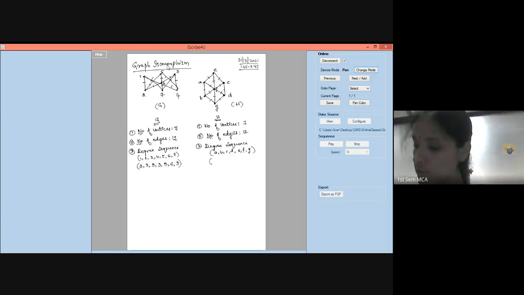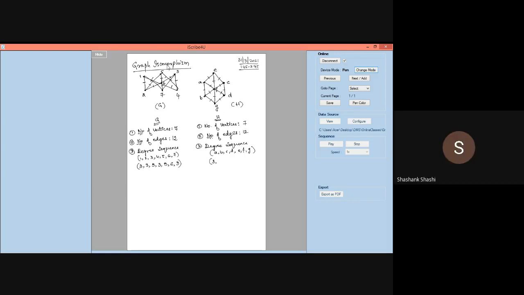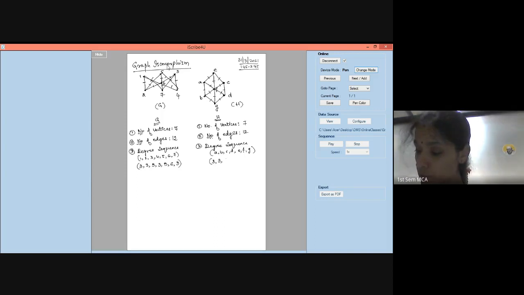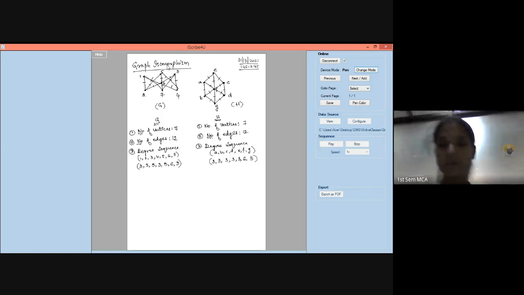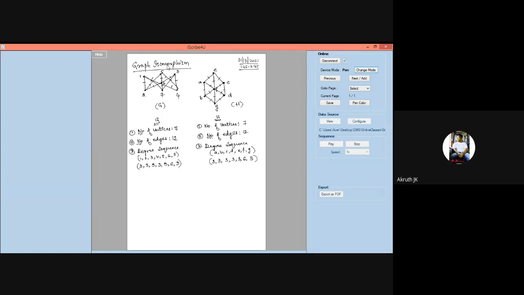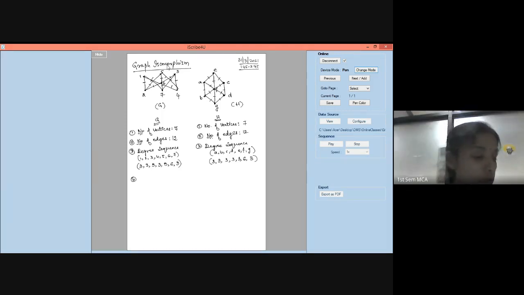Now let us see the other side. Degree of A is 3. B is also 3. C is 3. D is also 3. E is also 3. F is 1, 2, 3, 4, 5, 6. And G is also 3. Okay, so the sequence is the same. So the third property is also matching. Are you all with me? Are you all doing along with me? Yes, ma'am.